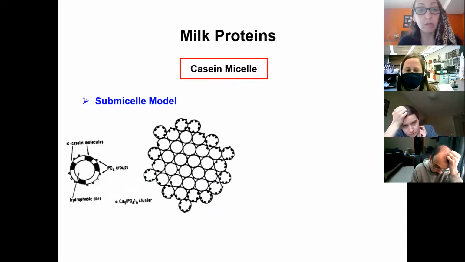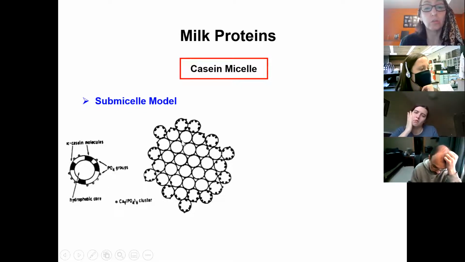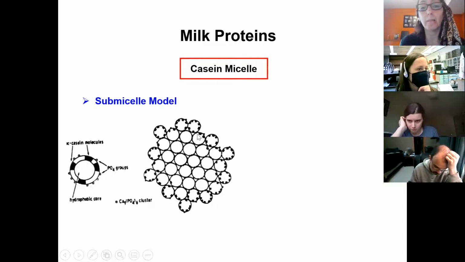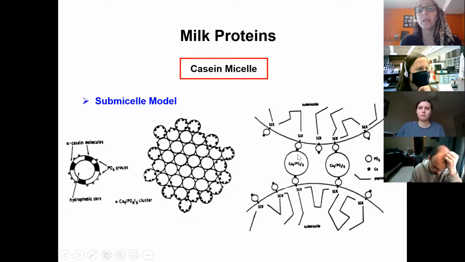This is more of the submicelle model, just showing the submicelles. Those that have more kappa caseins and hydrophilic groups are on the surface, and those in the inside are hydrophobic and also interacting by the calcium phosphate clusters that link the proteins to each other and keep them stabilized together.